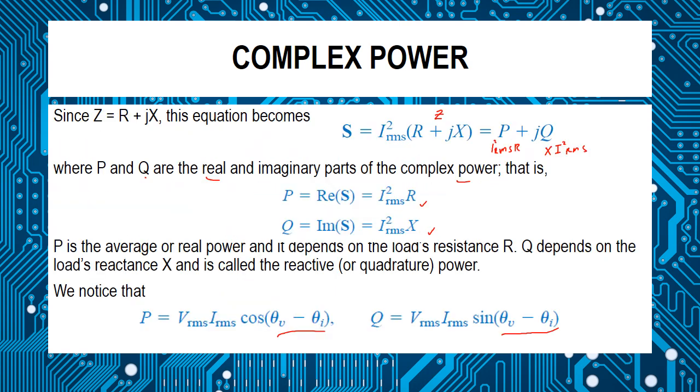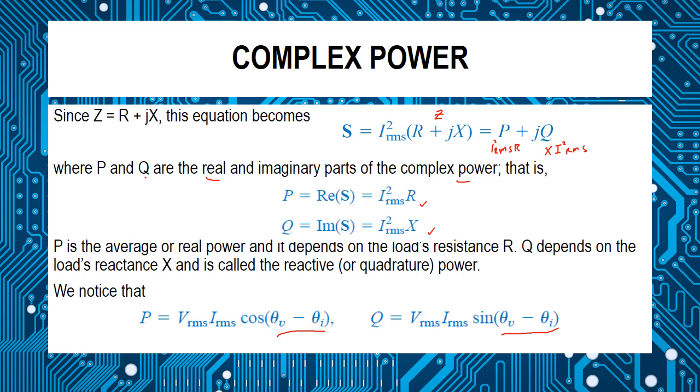And then we have V RMS times the conjugate of the I RMS. Since Z is equal to R plus jX, this equation becomes I RMS squared times R plus jX. So that is the Z. S is equal to P plus jQ, where P and Q are the real and imaginary parts of the complex power. So the P here is I squared RMS R, and then the jQ would be the X times I squared RMS. So P is the real power, and Q is the imaginary power.